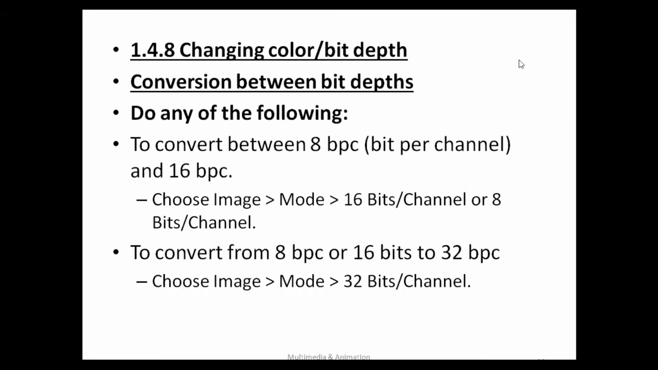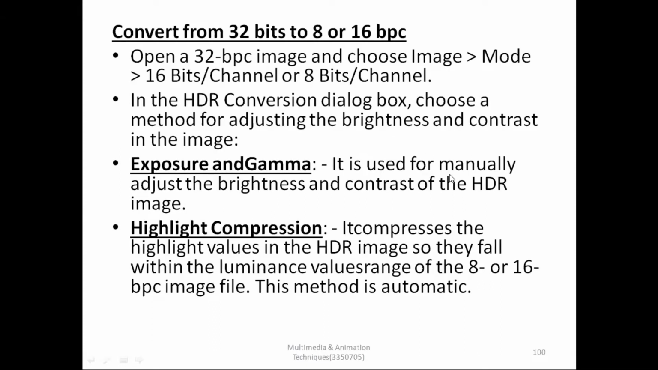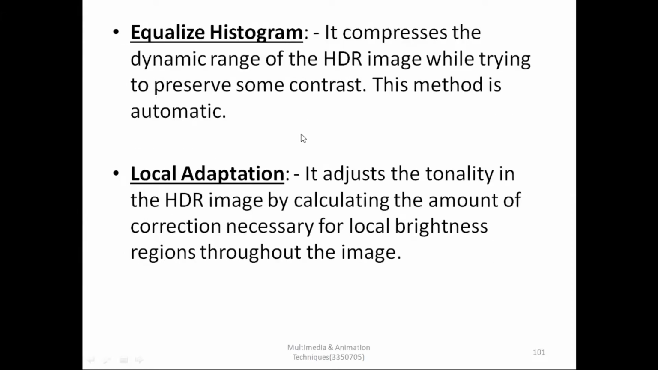But if you are converting from higher to lower, meaning if you are converting your image from 32 bits to 16 bits or 8 bits, then you have to make some changes. They are exposure and gamma, highlight compression, equalize histogram, and local adaptation.